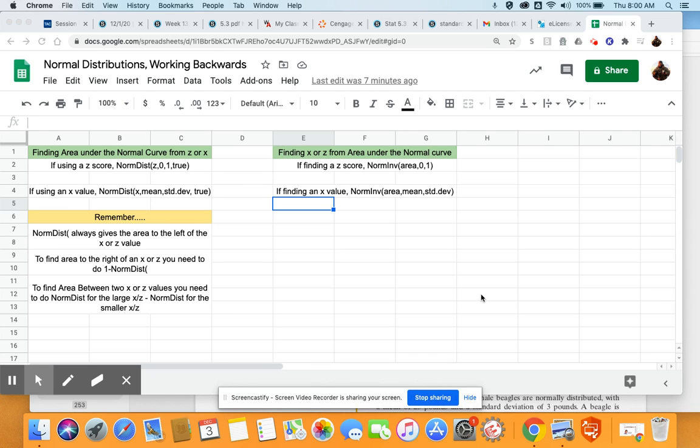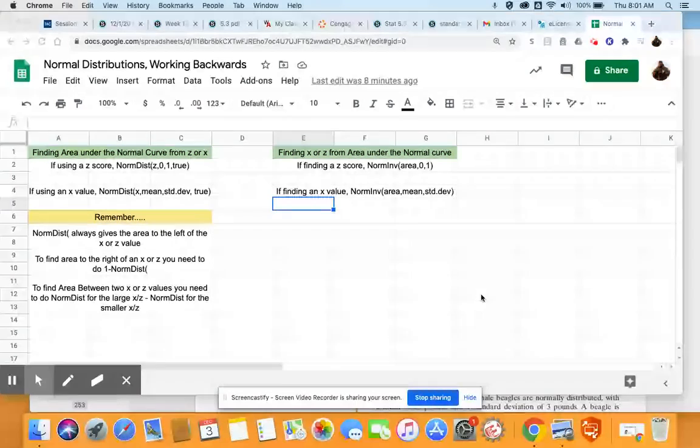Okay, good morning. This week we've been working on section 5.3. Chapter 5 is all about normal distributions. And 5.3 is where we start to work backwards, where we're given an area under the normal curve or a probability or a percentage of the population. They want us to work backwards and find the z-score that would be associated with that given area, or in many cases, an actual data value or x value.